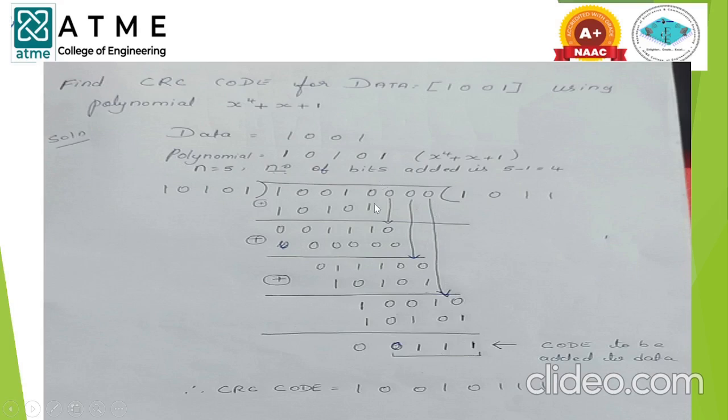Since we have appended 4 zeros here, we will take 4 digits from the remainder, that is 0111, and we are going to replace the 0000 which we have appended with it. Finally the CRC code will be 1001, and the 0000 which we appended initially before doing the division will be replaced by the remainder 0111. So the CRC code will be 1001 0111. This is the calculation part which we will be doing.